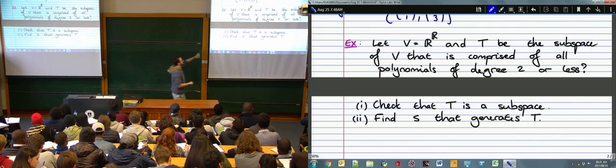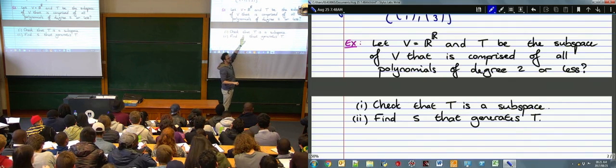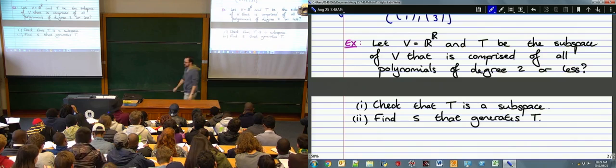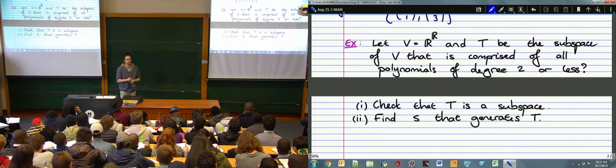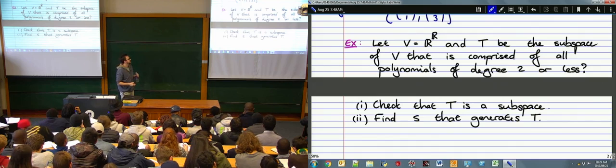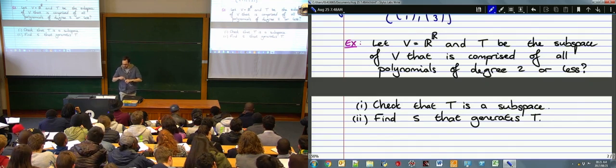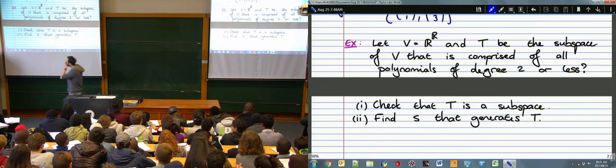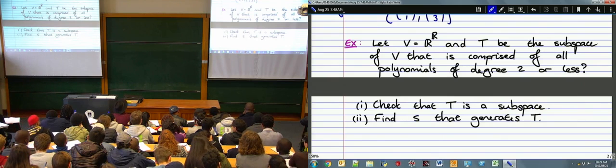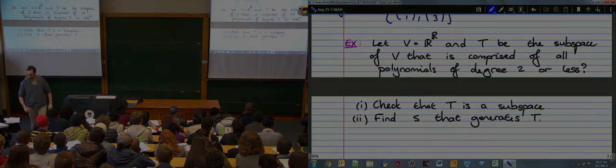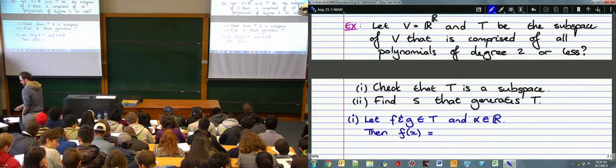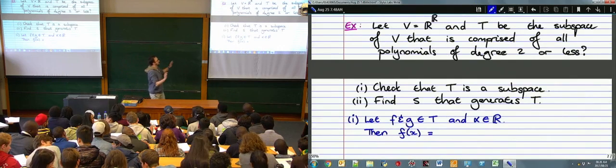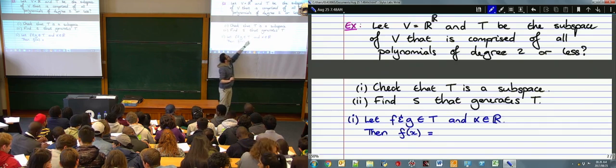You check that it is a subspace, and then I want you to find some sort of set which generates T. And there are an infinite number of sets that generate T. Try to find what you think is in some way the simplest, or maybe the smallest set that generates T.